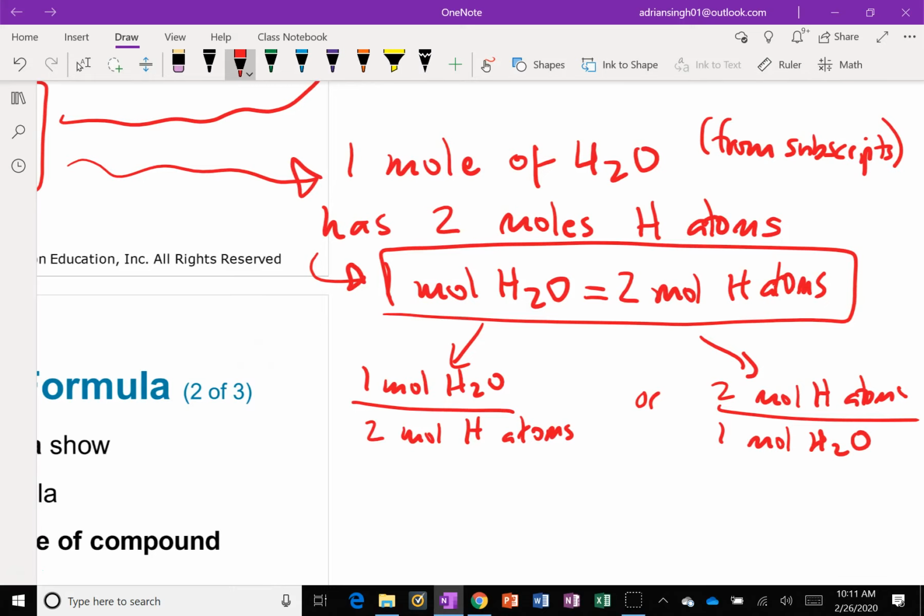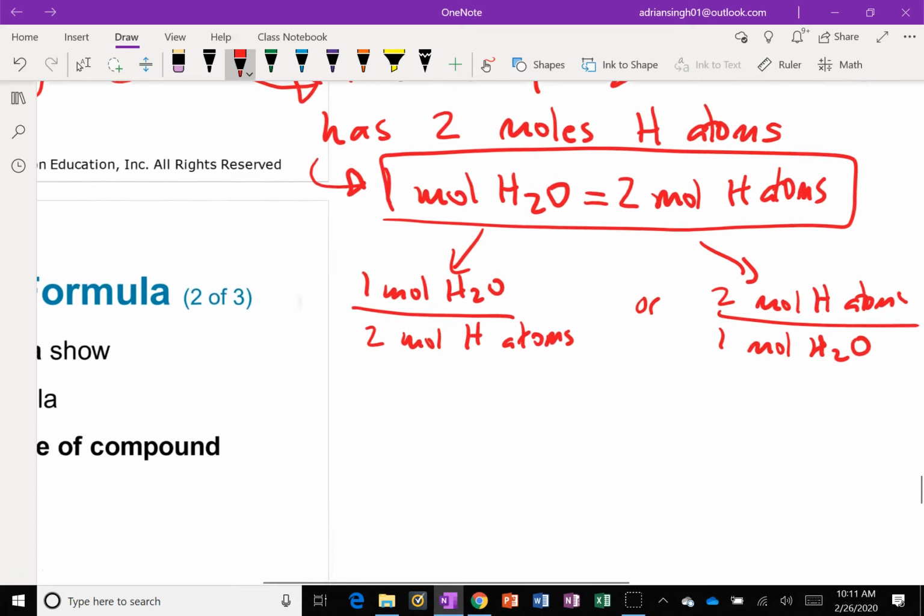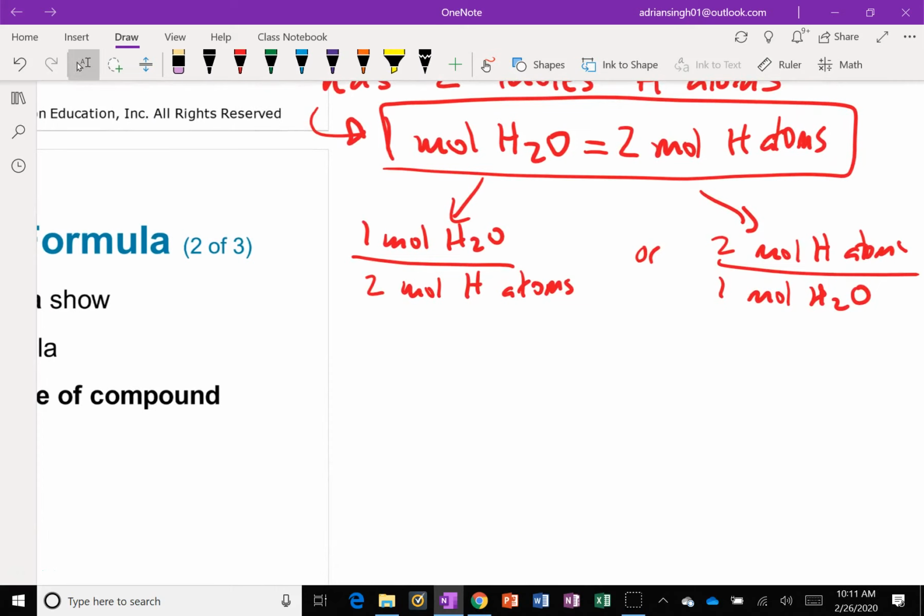All right, so for water, we also get a ratio of H2O to oxygen, right? So we can say that for every 1 mole of H2O, how many moles of O do we have?